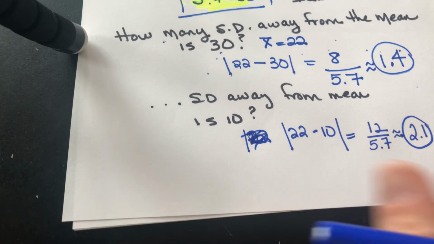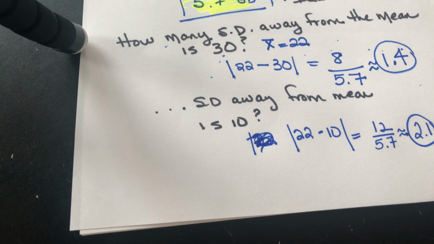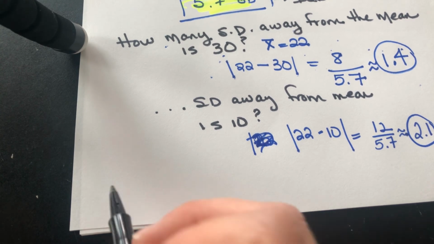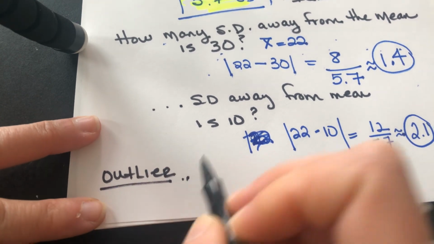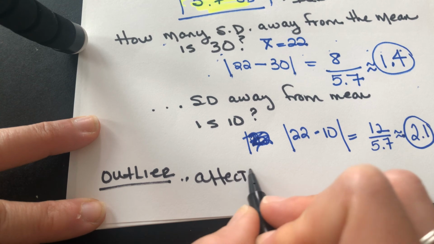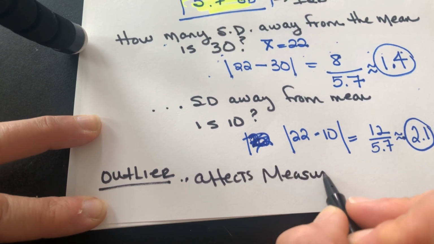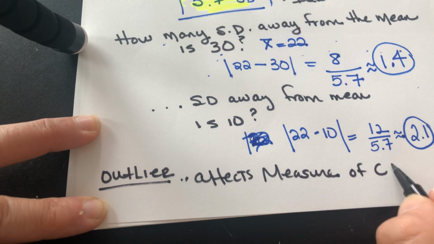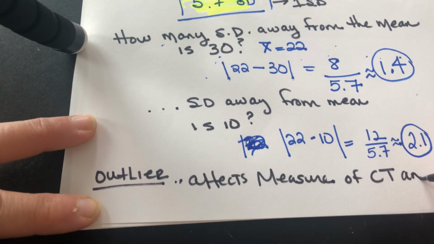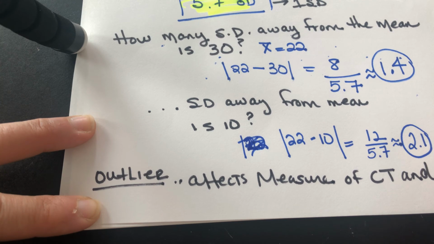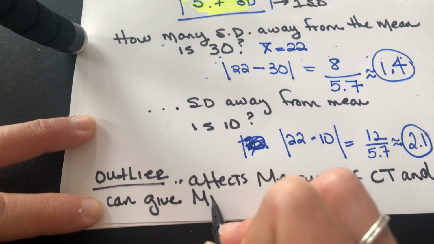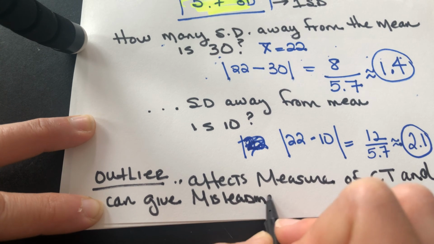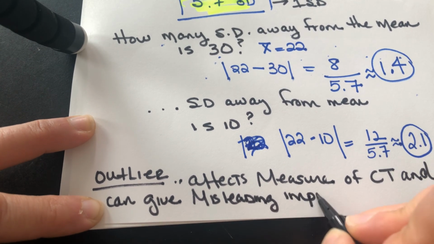One other thing maybe I would like you guys to jot down, because I had another example, but it's repetitive. Maybe you guys can just jot down what an outlier is, because that's important in statistics. An outlier, first of all, affects the measures of central tendency, put CT for central tendency, and dispersion. So what we learned today. An outlier can give misleading information or impression of the data values.